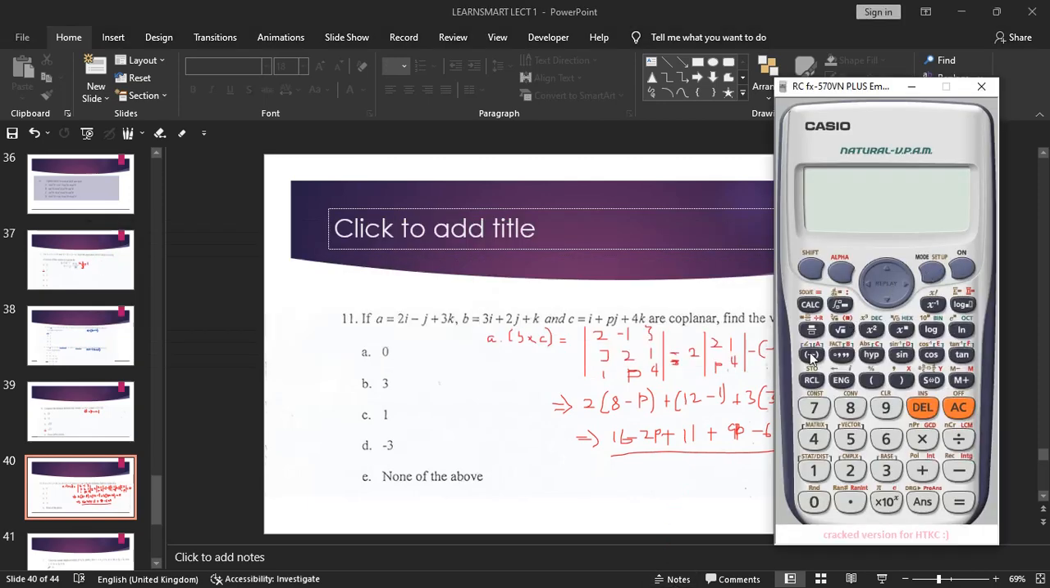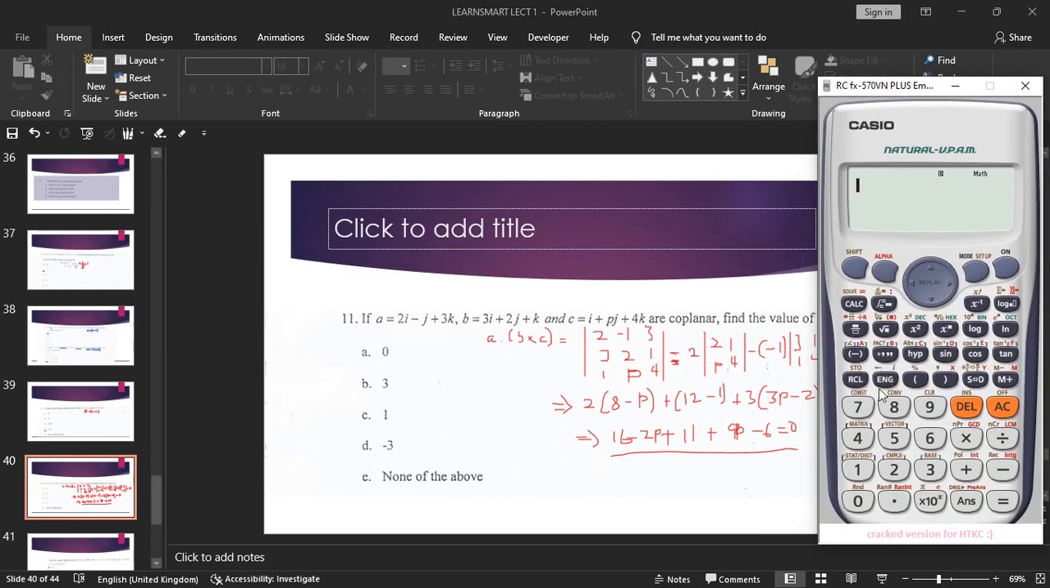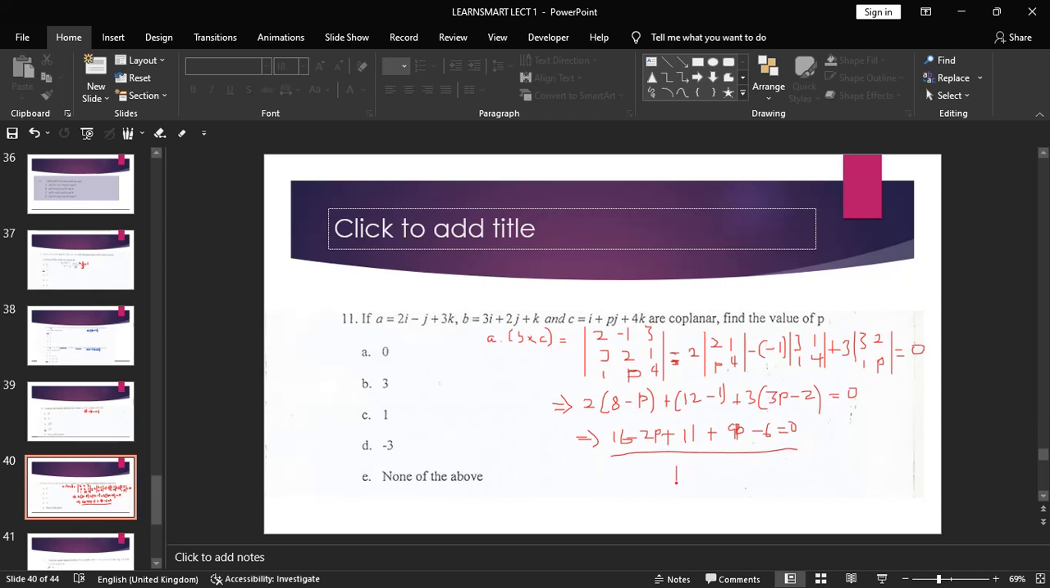So let's try doing that. Let's insert our entire expression. We have 16 minus 2, and P will be represented by X. Whenever you see P, just replace that with X. Plus 11 plus 9X, that's P, and then minus 6 equal to 0. So shift calc, and let's see what our answer will be. So our final answer is, P is minus 3. So this is our final answer.